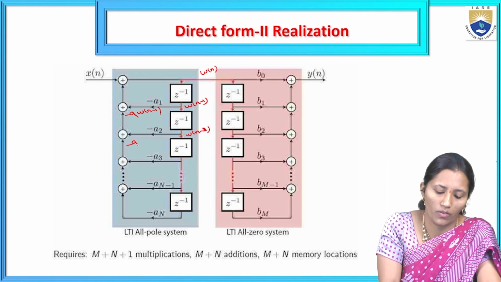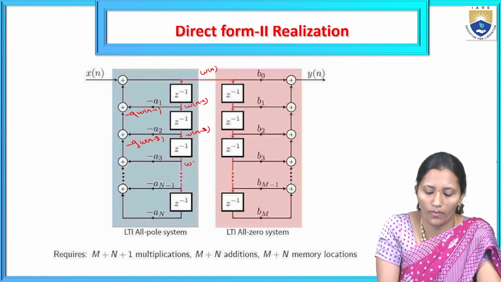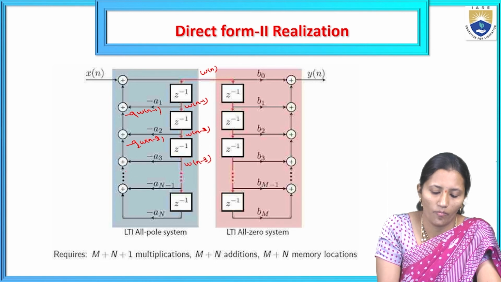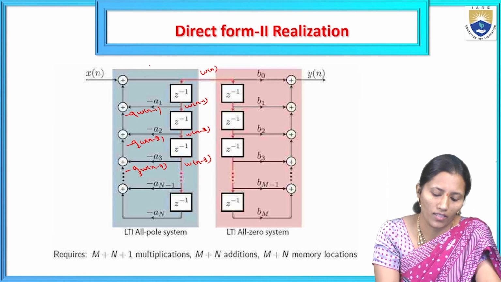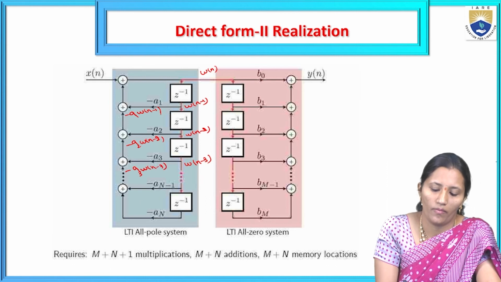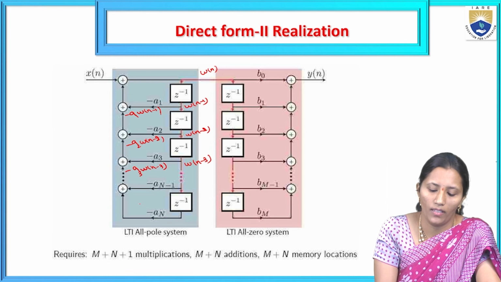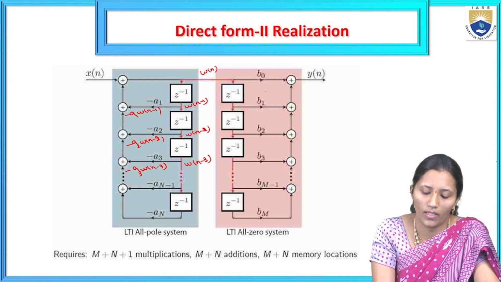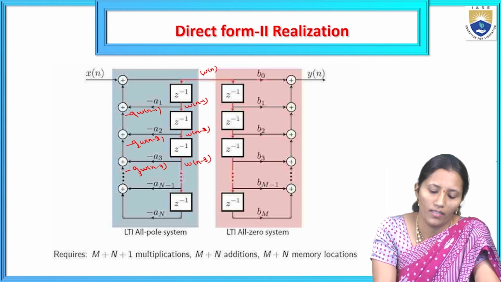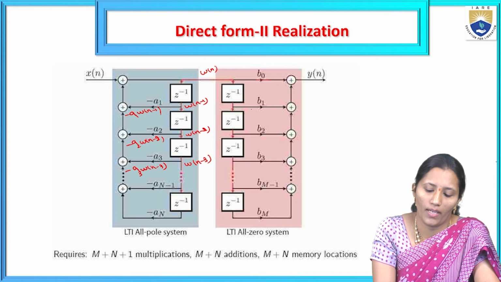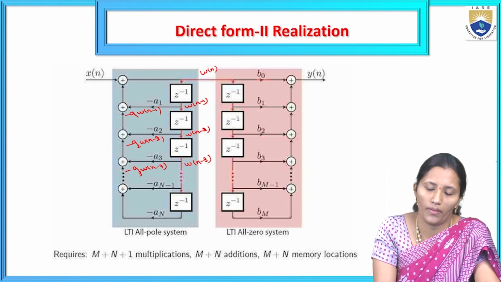So here minus A2 W of n minus 2. And here it is W of n minus 3 minus A3 W of n minus 3. So all these system functions will be added here, and then this will be added to the second all-zero system. Here this is B0 plus B1 W of n minus 1, plus B2 W of n minus 2, B3 W of n minus 3, like that.